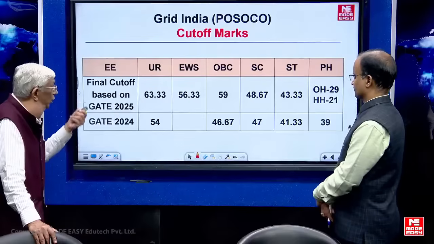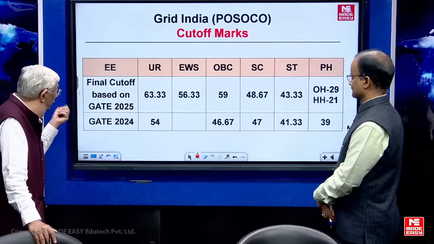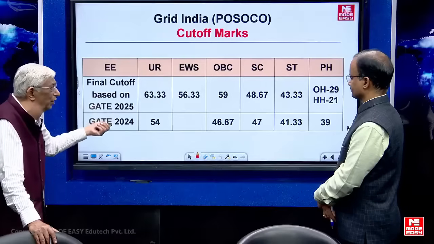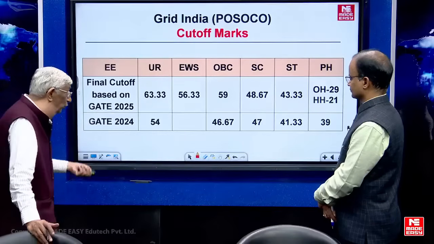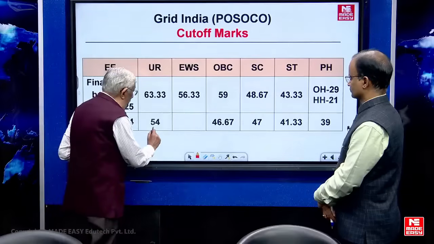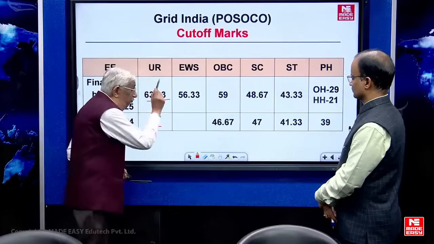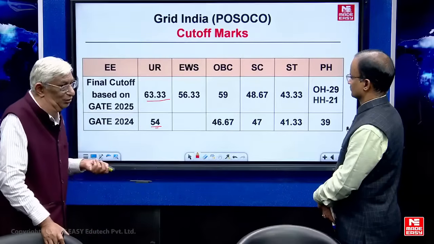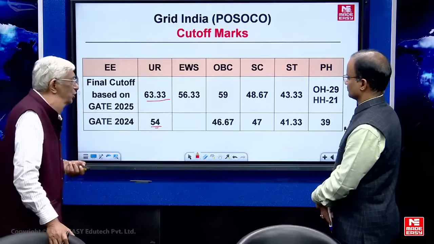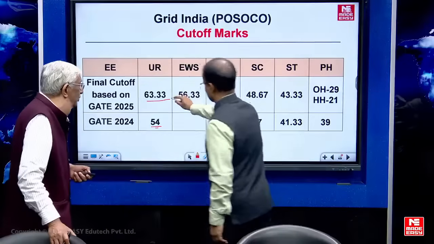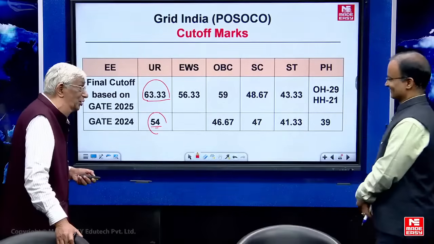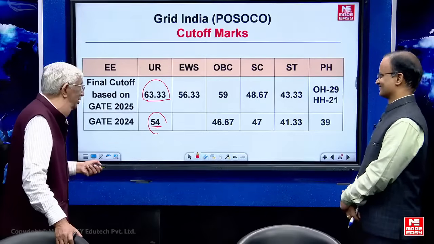Grid India, or earlier which was POSOCO, the final cutoff based on GATE 24. GATE 24 and 25 both have been mentioned here. In GATE 24, it was 54 for general categories, but it went up significantly higher. Obviously, more interested people, less field job, more of desk job. That's probably the reason. Very high, drastically high, sir. Almost 15% higher, more than 15% higher.